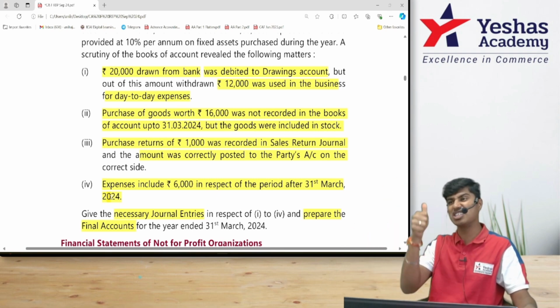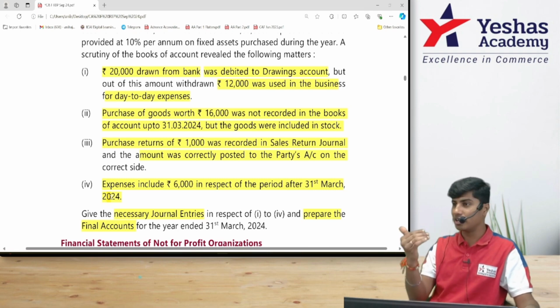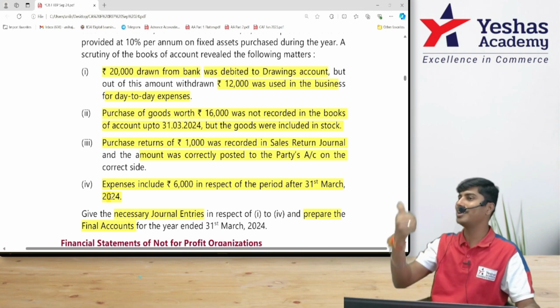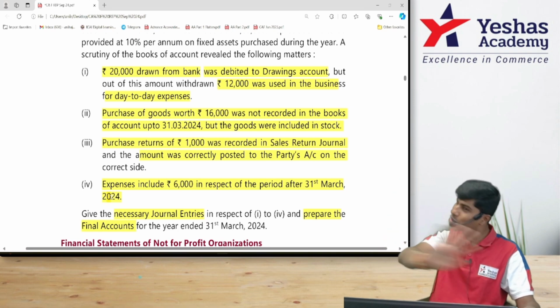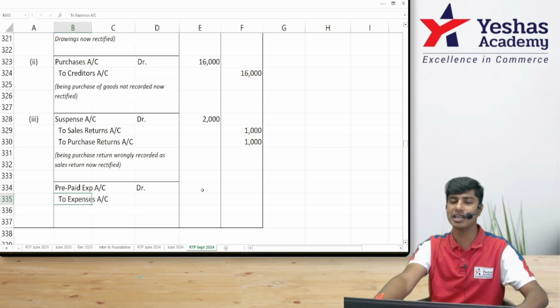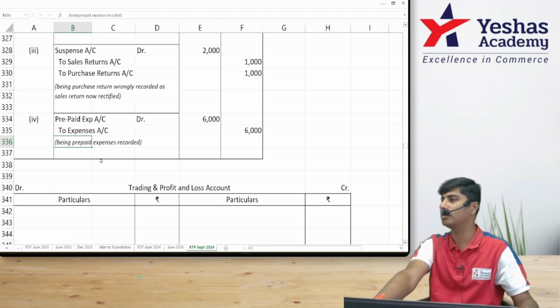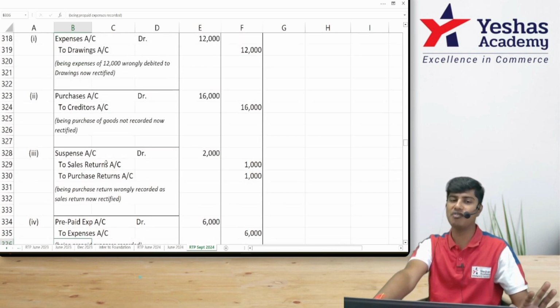Prepaid expense is an asset, so prepaid expense should be debited. Expense should be credited, because that 6,000 is actually not expense. So I'll debit prepaid expense and credit expense to the extent of 6,000. If you would not have done this, it would have gone from expense to P&L and 6,000 would have gone to P&L. These are the 4 rectification entries that they've asked us to do before doing final accounts.